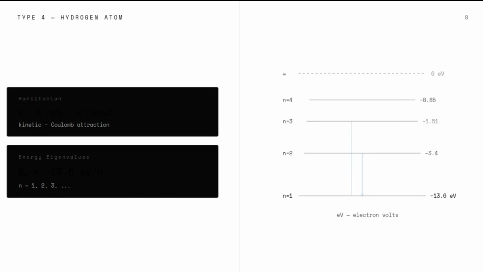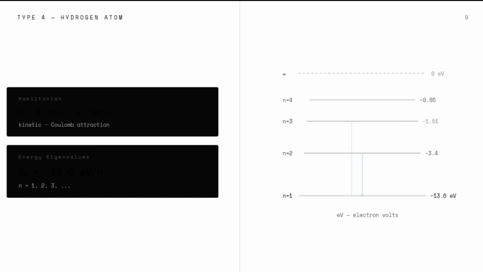Now we enter territory that has no classical analog. For a spin-1/2 particle, an electron, a qubit, in a magnetic field, the Hamiltonian is H hat equals negative h bar gamma over 2 times the quantity B_x sigma_x plus B_y sigma_y plus B_z sigma_z, where gamma is the gyromagnetic ratio, B is the magnetic field vector, and sigma_x, sigma_y, sigma_z are the Pauli matrices.